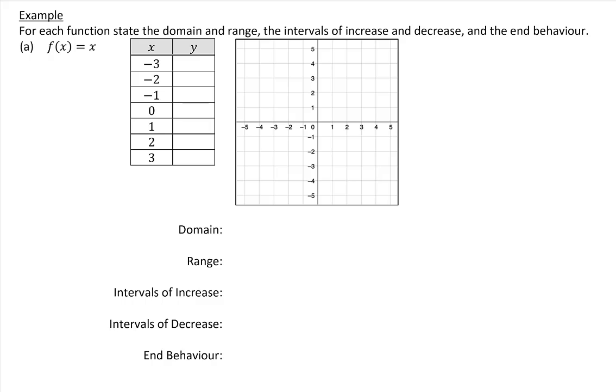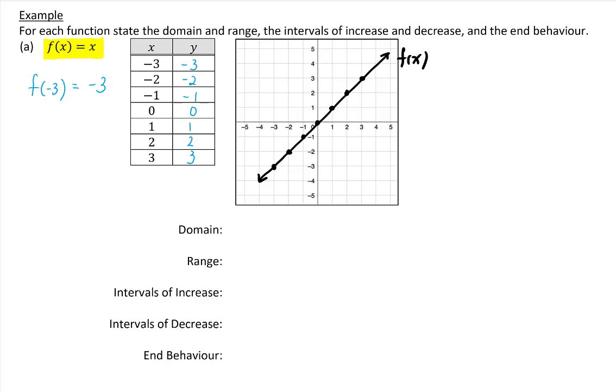So starting with the first one, we have f of x is equal to x. So if we sub in our values, for example, if I want to find f at negative 3, I sub in negative 3 wherever I see an x. So we see that f of negative 3 is equal to negative 3. And you can continue and determine each of the following y values. So with that, let's graph this function. So there's our graph of f of x.